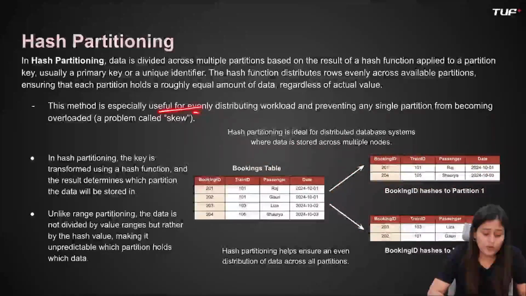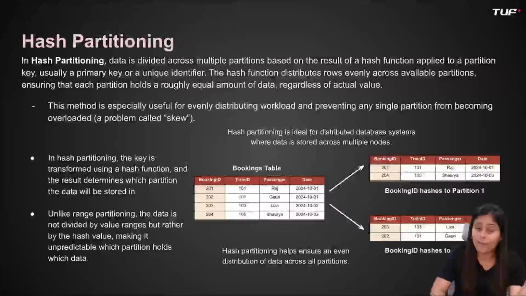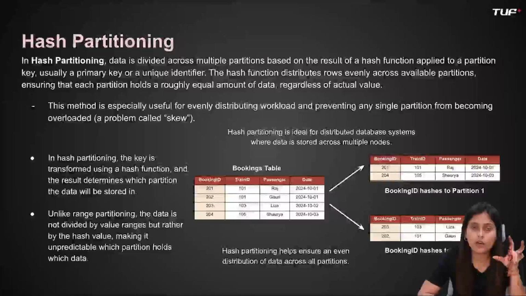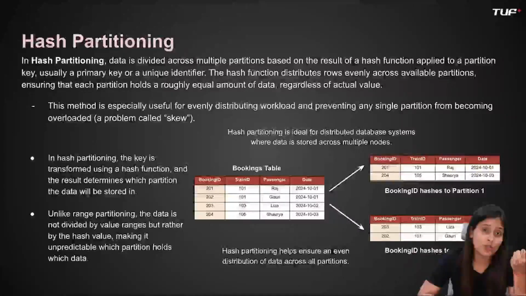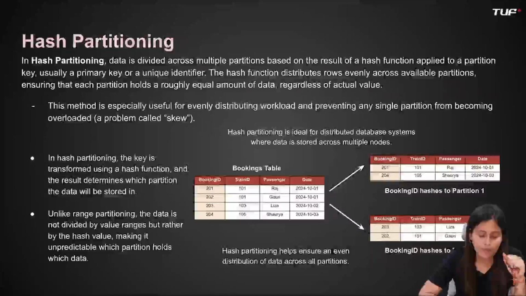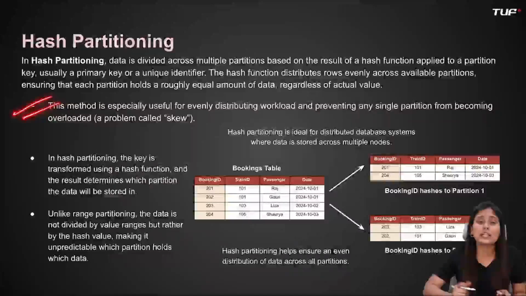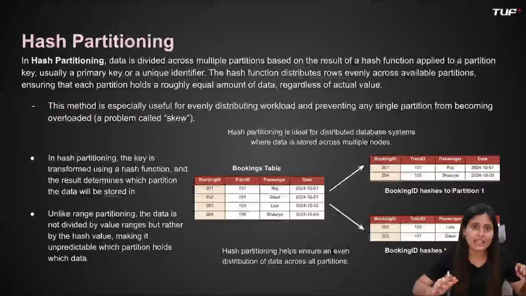This method is especially useful for evenly distributing workload and preventing any single partition from becoming overloaded. As said, in range partitioning, it might happen that we have most of the bookings for the 0 to 10th range or the 11 to 20 range, and we have very rare bookings for the 21st of any month, 21st of March to 31st of March, you can say. So in that case, one partition will become bulky, another will become less bulky, right? But hash partitioning keeps this in mind and takes care of equal division into the partitions.